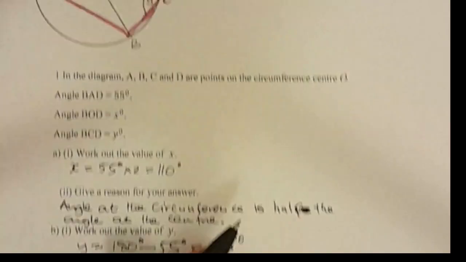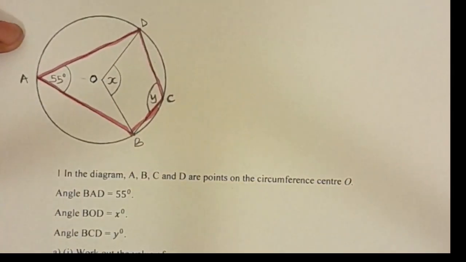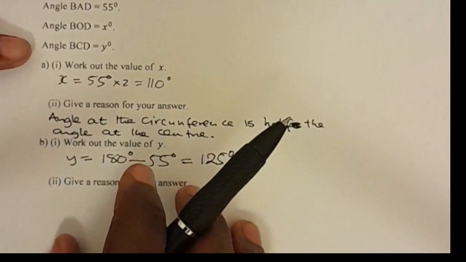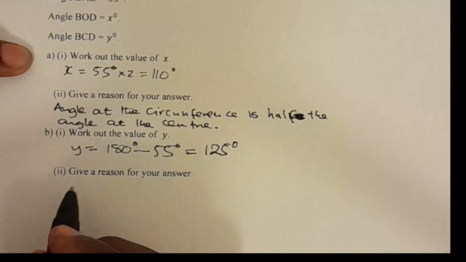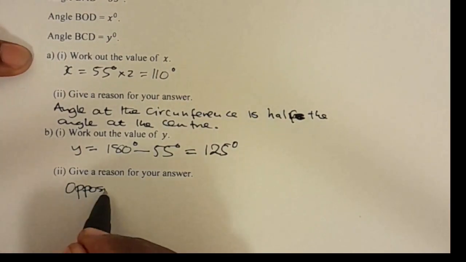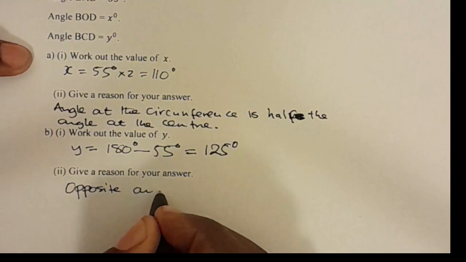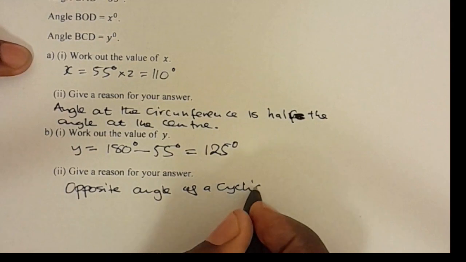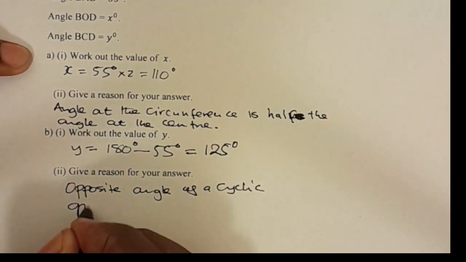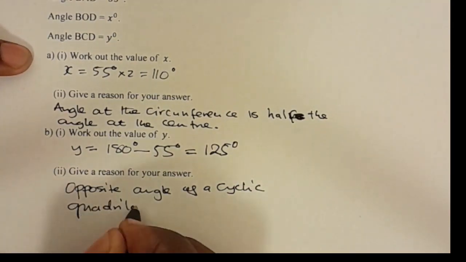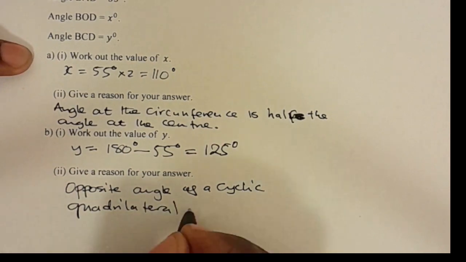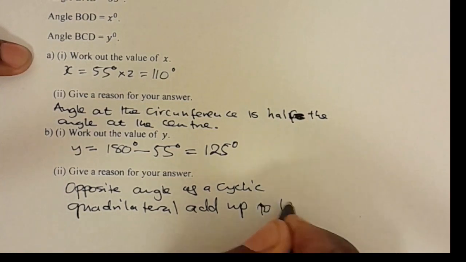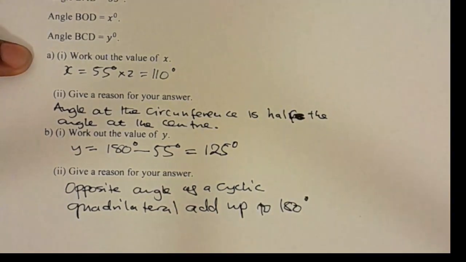The reason is opposite angles of a cyclic quadrilateral add up to 180. So that's what we are going to say. So we say opposite angles of a cyclic quadrilateral add up to 180 degrees. So that's a reason.